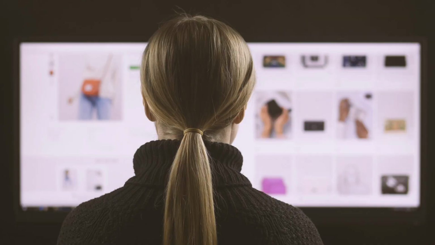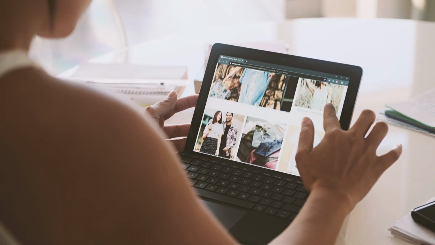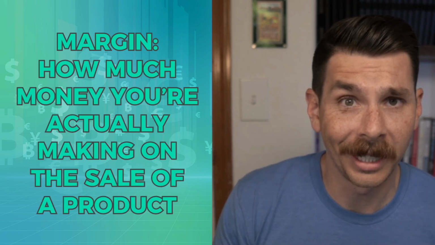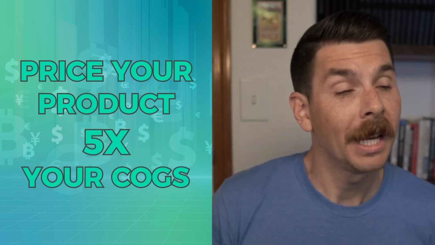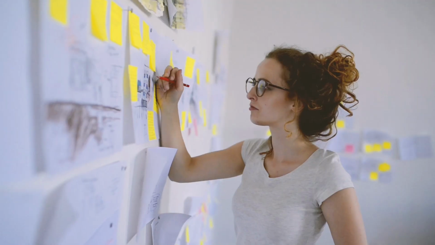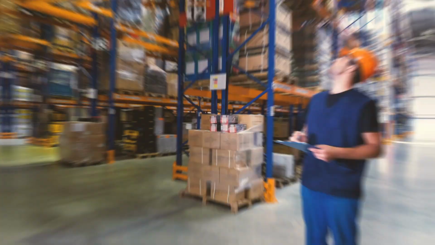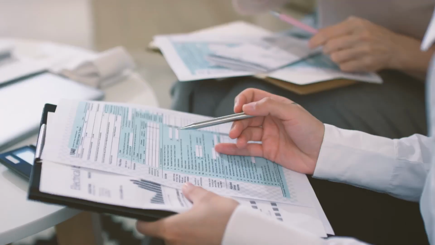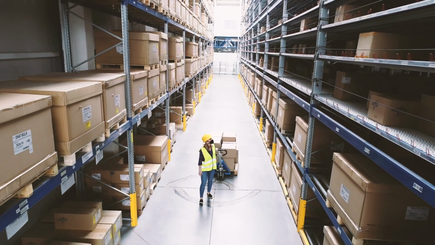Industry standards, best practices of all the e-commerce brands that I've worked with, studied, and consulted with live and die by their margin. Margin, like we've talked about, is how much money you're actually making on the sale of a product. In order to achieve the best margin possible, you want to price your product at least 5 times your cost of goods. I know that sounds crazy. I used to think that if I just doubled it once or twice, I would be okay. But I wasn't building in enough margin to pay all my employees, cover shipping, cover taxes, and all the other overhead that goes into running a business.